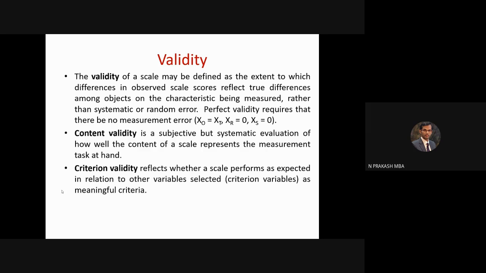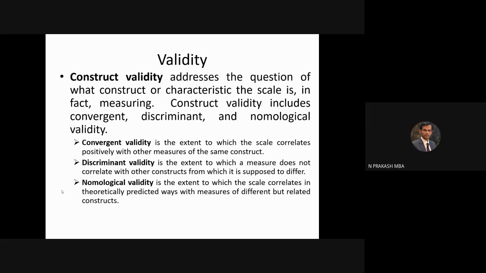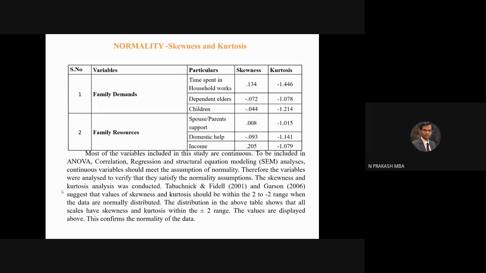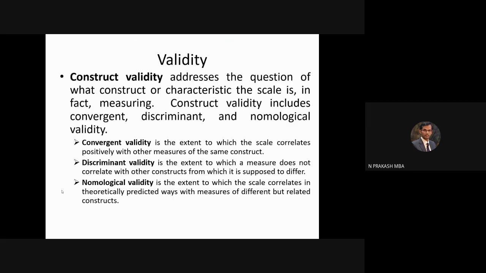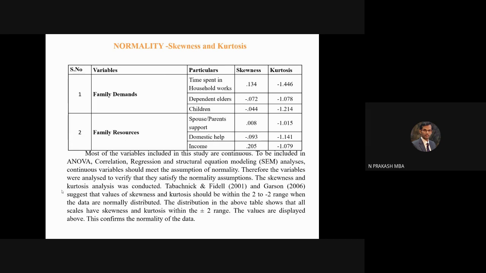So there are different types of validity, like content validity, criterion-related validity, then construct validity. Then we also have convergent and discriminant validity. Okay, so these are all the different types of validity. Most probably we work towards construct validity in our research. Okay, so I have given you a small example of validating our data.